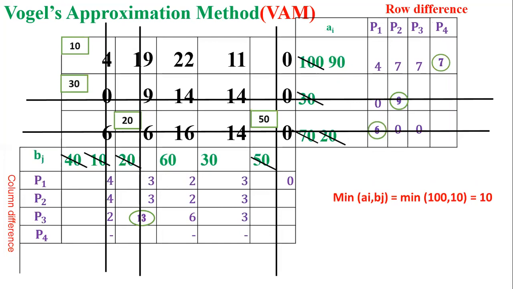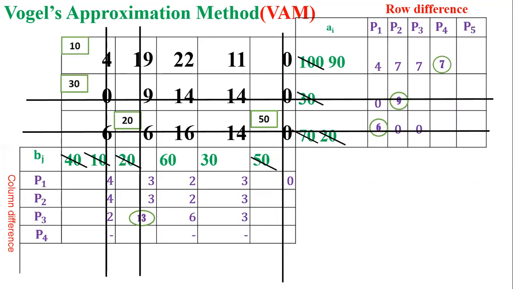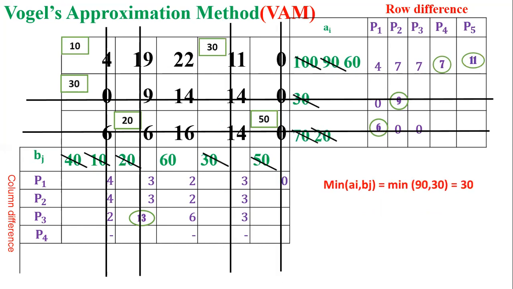Then again you have to find the difference. 22 minus 11, 11. Column wise you have a single element, so you don't have a difference. Among these differences, the highest is 11. You have to enter that one and choose the minimum of that one. Minimum is 11. Its corresponding Ai, Bj are 30, comma, 90. The minimum is 30. You have to allocate that one. So 30 minus 30, 0, and 90 minus 30, 60. Demand is fully utilized. You have to strike out the demand, strike out the column.